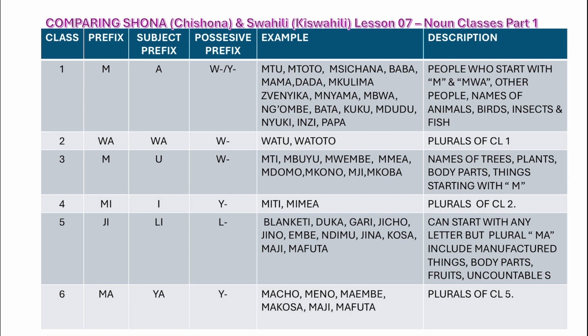Mnyama, an animal. For example, mbwa, dog. Ng'ombe, cow. Bata, duck. Kuku, hen. And also insects, mdudu. Mdudu is insect like nyuki, and inzi, a fly, and papa, a shark, if it's a fish.